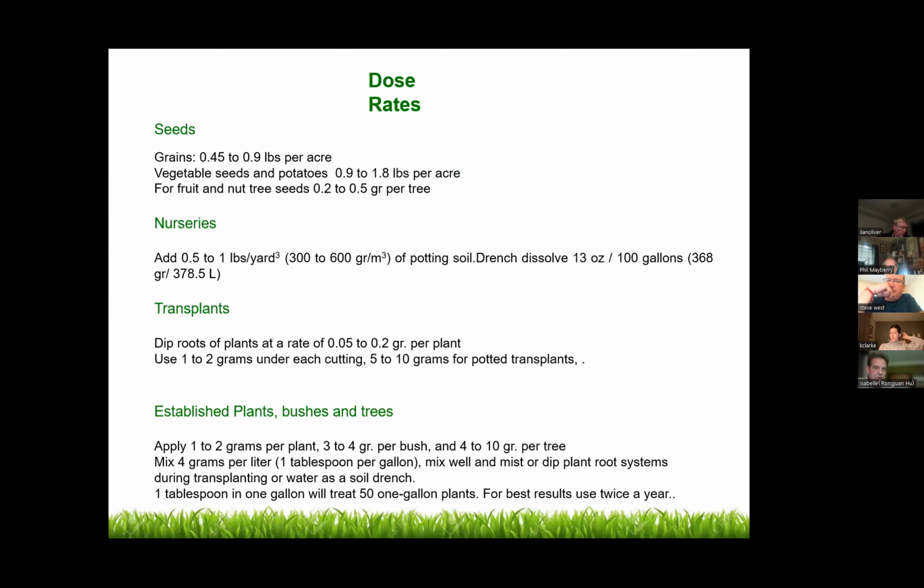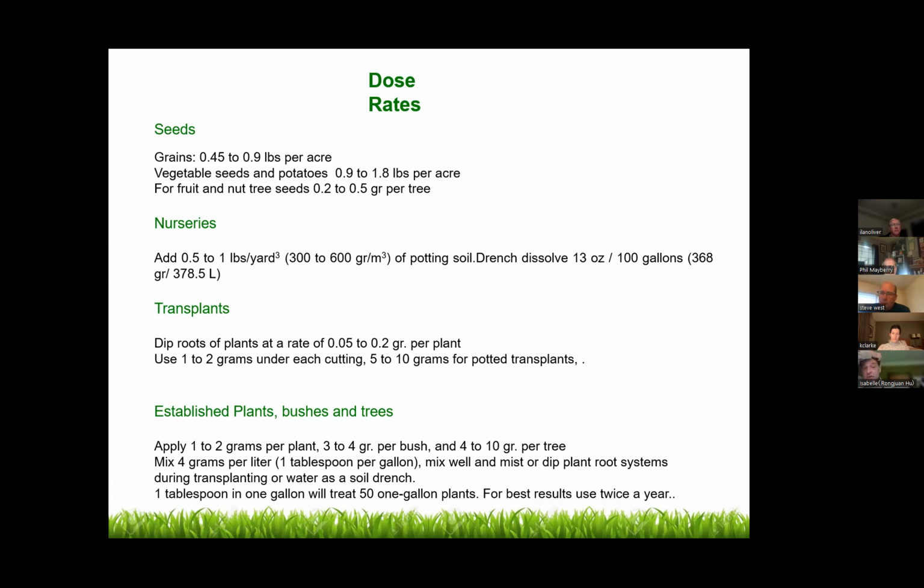Here are some of the dosage rates recommended. For me, the best application is for the seeds, because then you go really right where you need to go, and you use a much smaller quantity than you need when you are going to do a field application. The second application will be dipping the roots of the plants in the solution, for example. And you can go even to established plants and try it. We do it, for example, in grapes in the drip irrigation system. That works very well because it really goes to the active root systems.